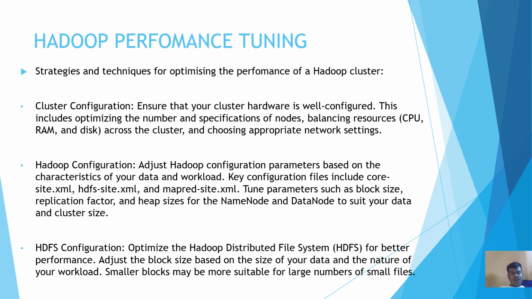Hadoop configuration. Adjust Hadoop configuration parameters based on the characteristics of your data and workload. Key configuration files include core-site.xml, hdfs-site.xml, and mapred-site.xml. Tune parameters such as block size, replication factor, and heap size for the name node and the data node to suit your data and cluster size.